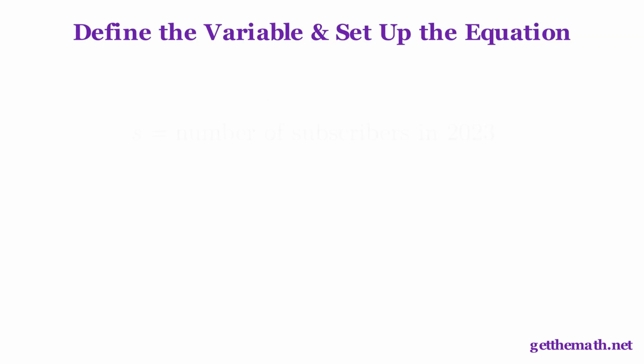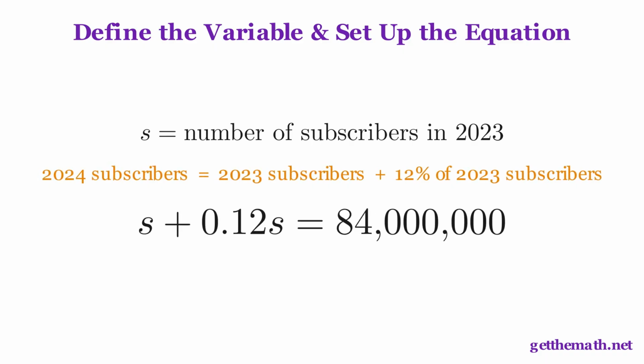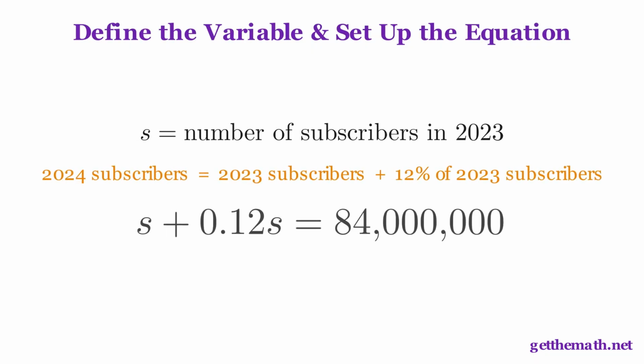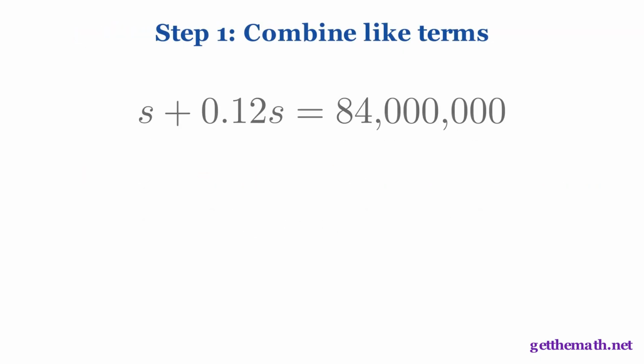First, define the variable. Let S equal the number of subscribers in 2023. Now let's think about what 12% more means. The 2024 subscriber count equals the 2023 count, plus 12% of the 2023 count. That means 2024 subscribers equal S plus 0.12S. That gives us our equation. S plus 0.12S equals 84 million.